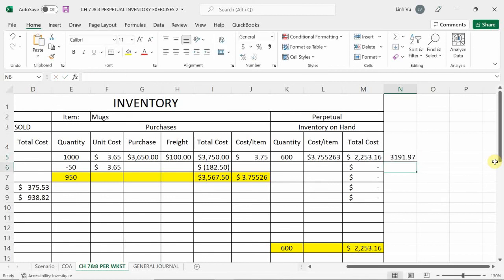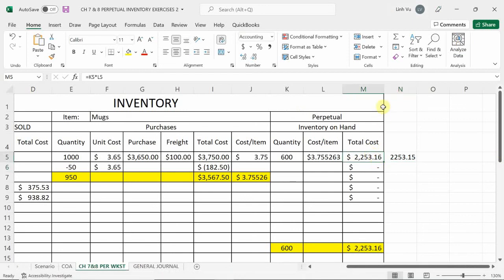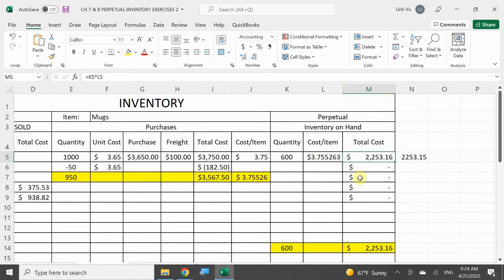Okay, so that's what I had before, right? 319197 minus $938.82, right? You should get 15. So let's see. If I expand this, what's the reason why it is 16?